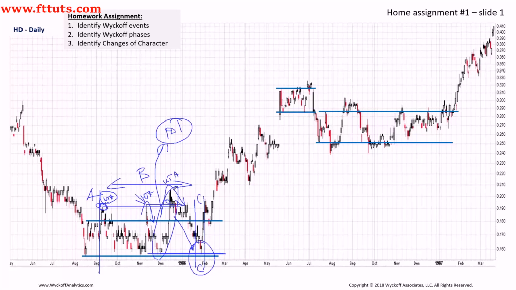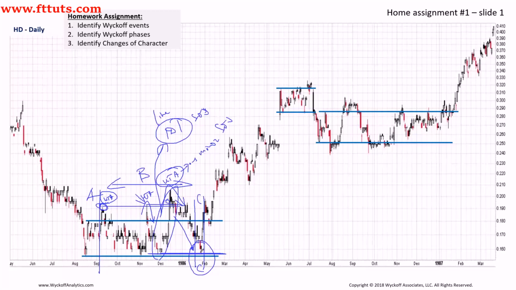Now in phase B, we could have upthrusts, and some of them are going to be quite significant. The ones that are showing us some bullish activity and that are going to look like a phase D sign of strength could be labeled as upthrust action with a minor sign of strength.